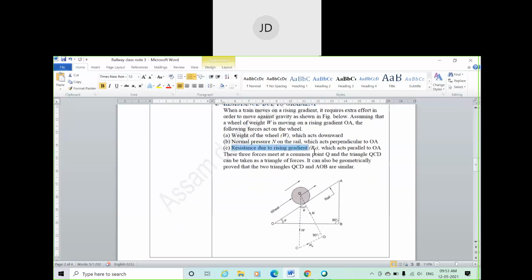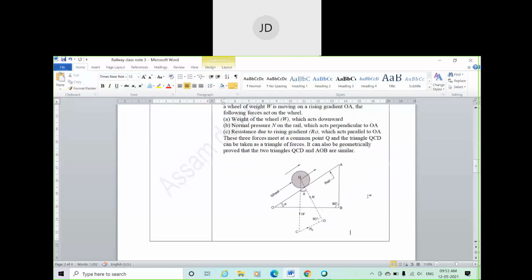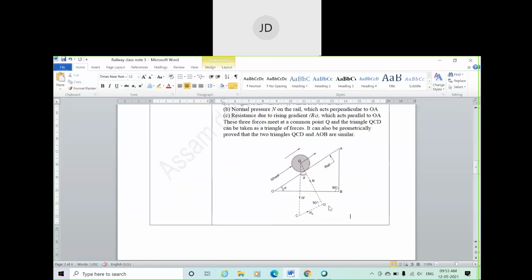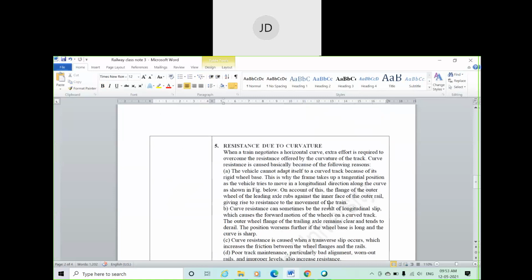So the resistance due to rising gradient, R4, acts parallel to OA. Where is OA? This is the plane. So this R4, the resistance due to gradient, acts parallel to this surface. These things I already discussed with you, just go through the notes.